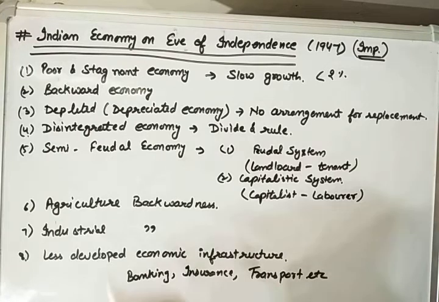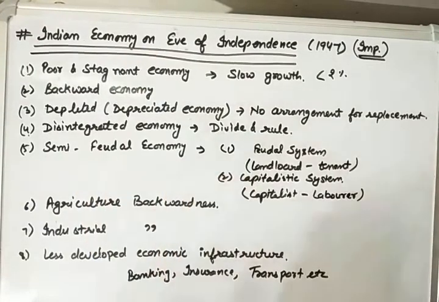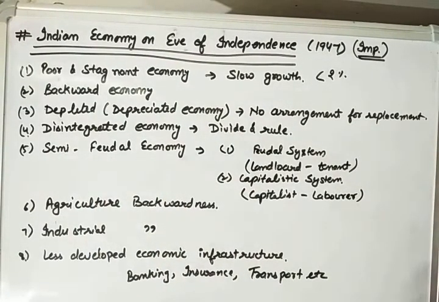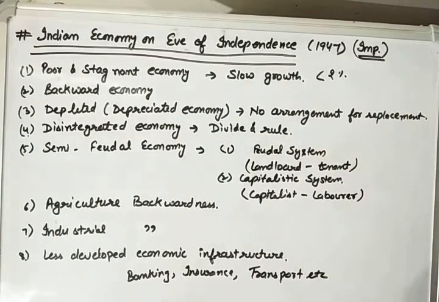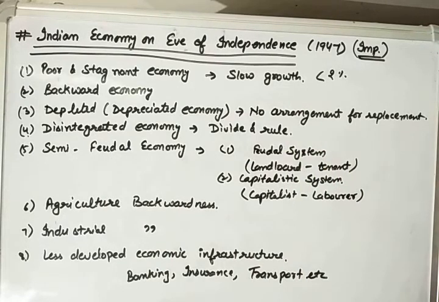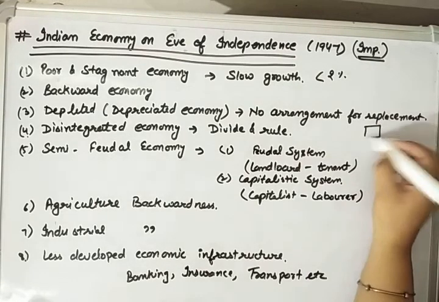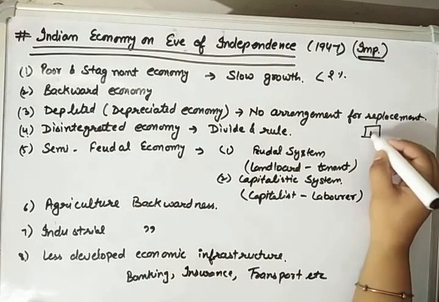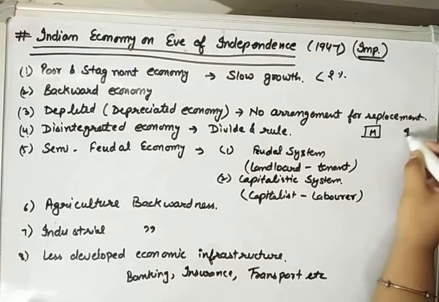The third is that we had a depleted or depreciated economy. A depreciated economy is one in which there is no arrangement for replacement. Replacement of what? Replacement of fixed assets. Our fixed assets were used by the Britishers, so they were depreciated and no longer good enough to use, but we had no resources to replace them. Why? Because India was not making machinery at that time, and the machinery was imported from other countries.